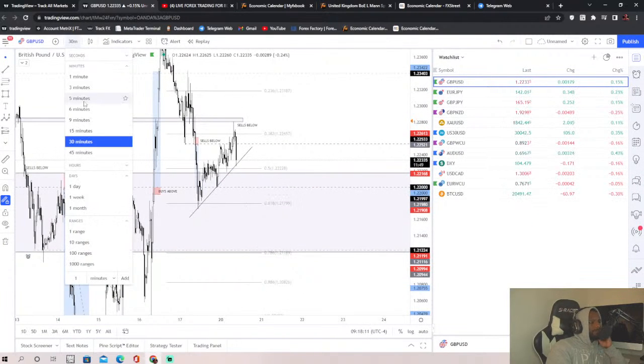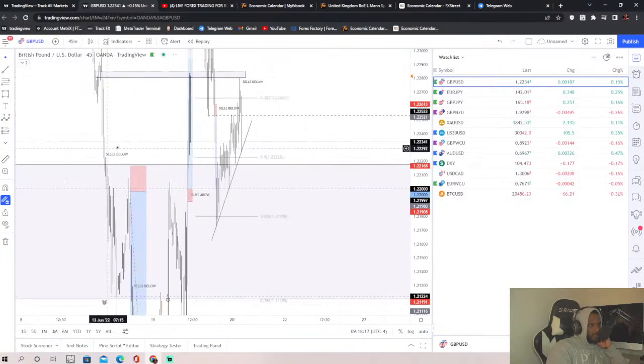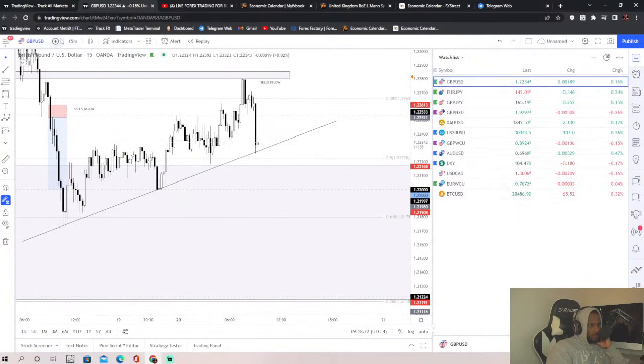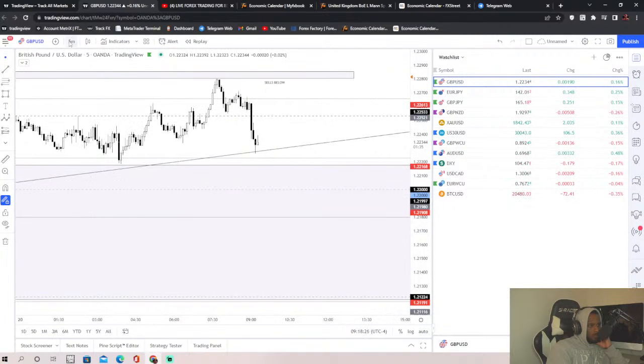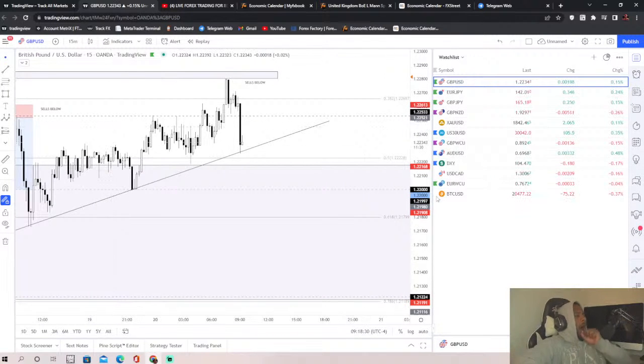Alright, so I'm kind of bearish here, guys. I would like to really see a break and test of my 45-minute trendline liquidity zone. Let's see what we get. Maybe that.